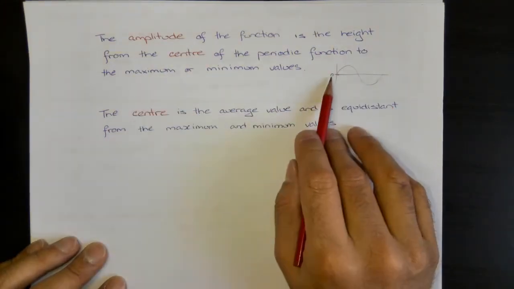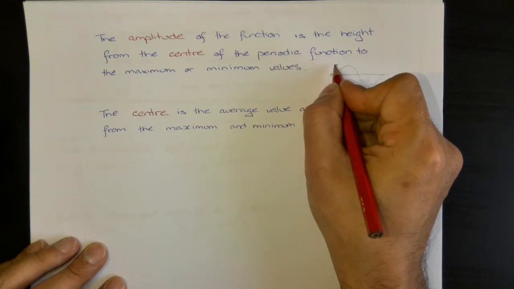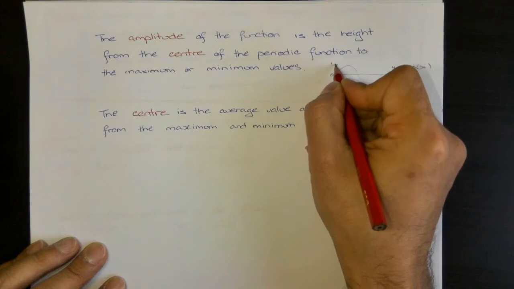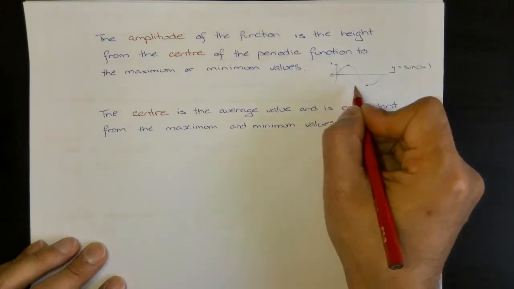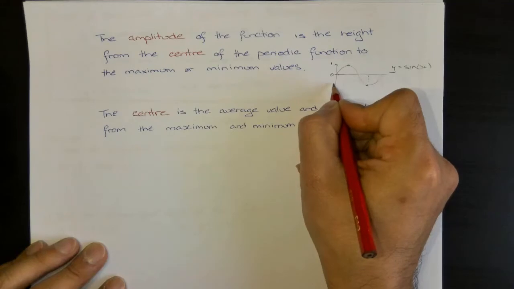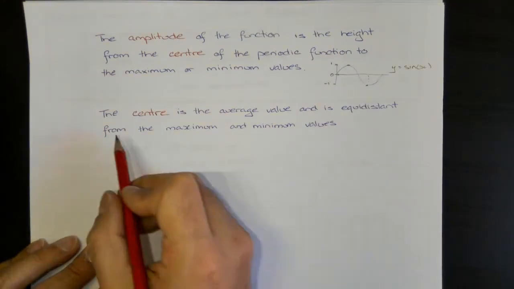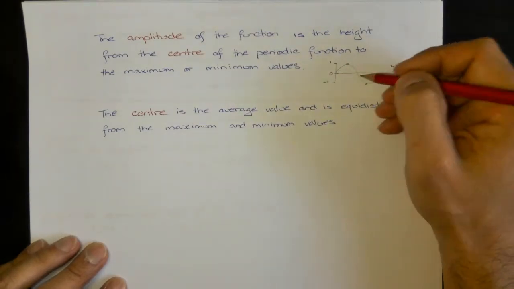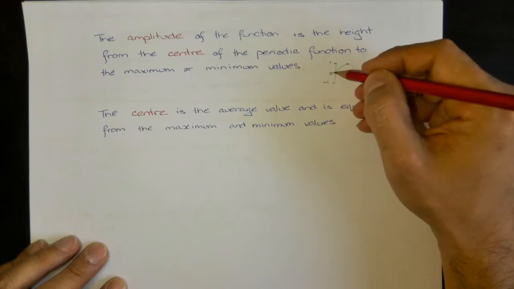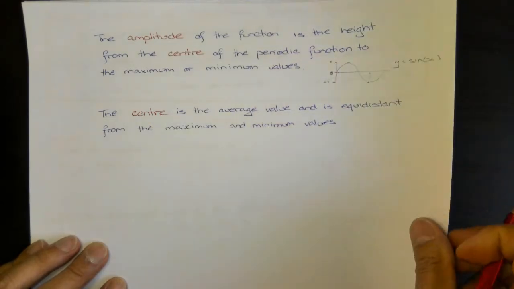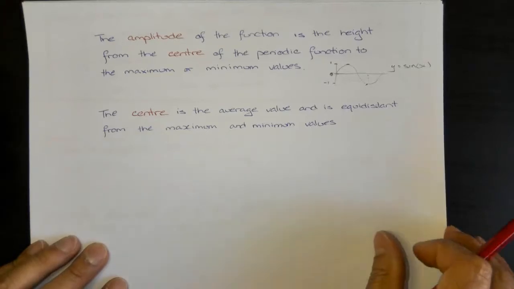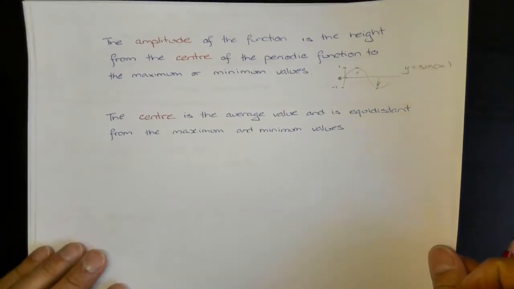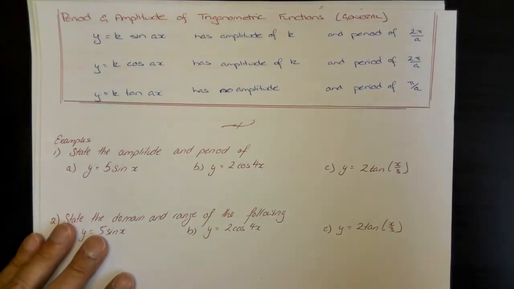The height from the center to its maximum for y equals sine x is obviously 1. From the center to its minimum is still 1 unit, which is why it goes to negative 1. And the center is the average value. If we add them all up and divide by the total, the average value is 0, sorry, and that will be the center. It's equidistant from the maximum or minimum values, and that distance is 1, hence the amplitude is 1. Okay, let's do some examples.